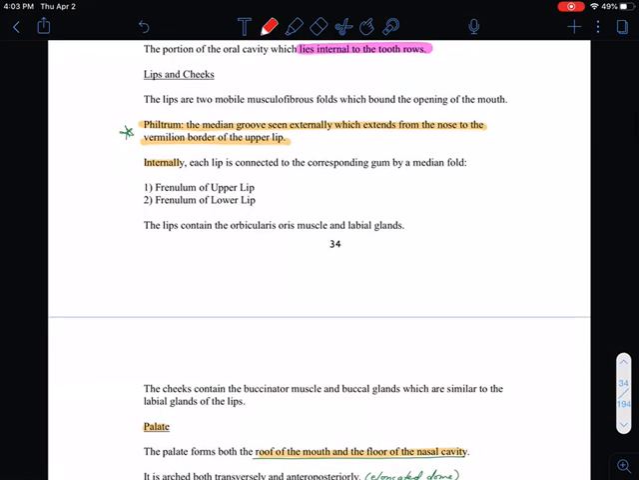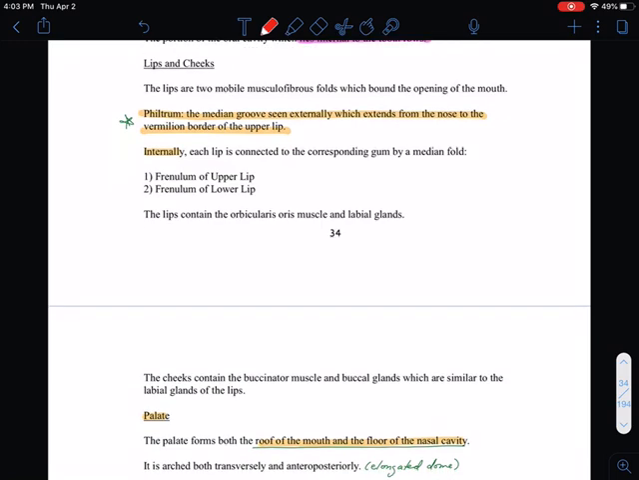Lips and cheek. We'll talk about the philtrum here. Median groove seen externally, which extends from the nose to the vermilion border of the upper lip. That's the portion everyone has, literally from the inferior aspect of your nose to the superior aspect of your lip.